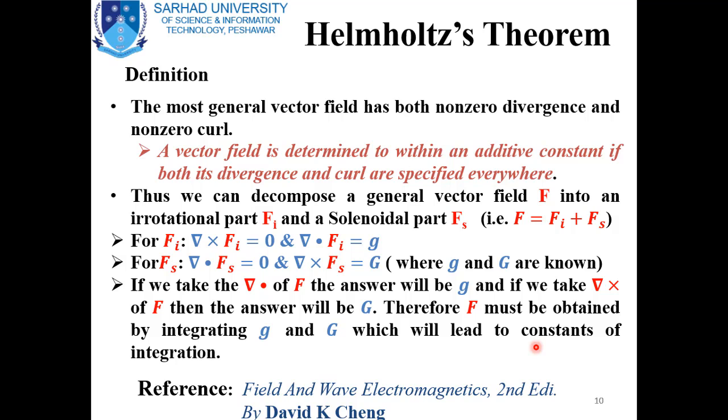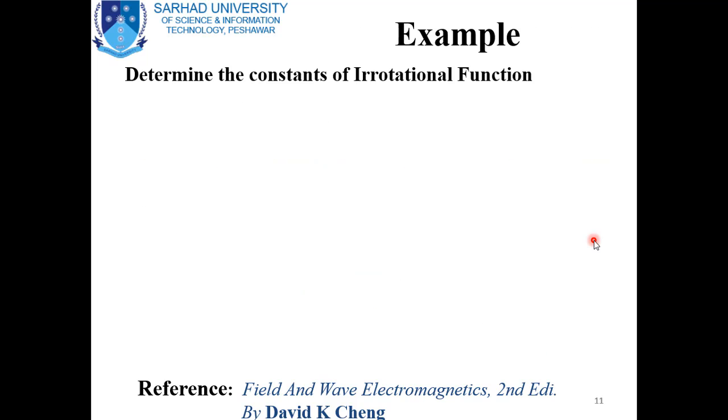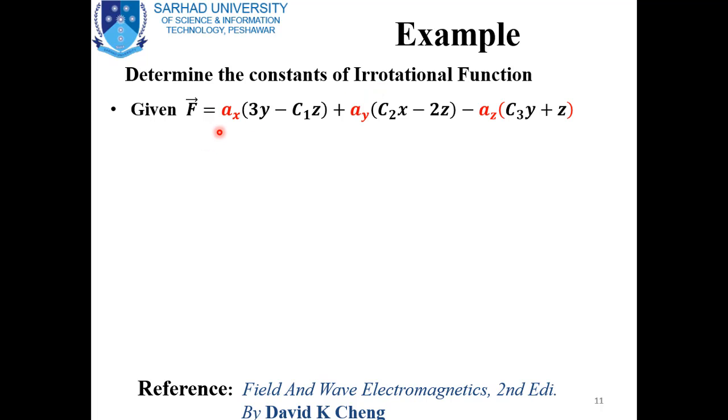Now in this slide we will present an example in which we will determine the constants of an irrotational function. The function given is ax into (3y minus c1 z) plus ay (c2 x minus 2z) minus az into (c3 y plus z).